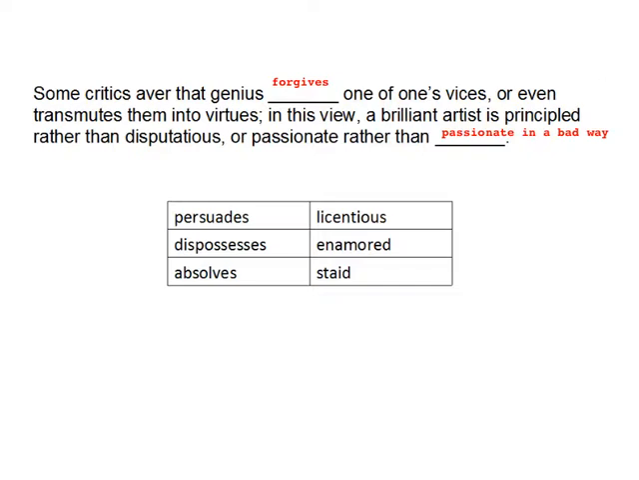And when we get to our choices here, forgives your vices. Best match there is absolves you of the vice. And passionate in a bad way here is not enamored. That just means has sort of a crush on, enamored with an idea even. That's not the bad spin, the negative spin that we want. Licentious gives us that negative spin for passion that we're after here.